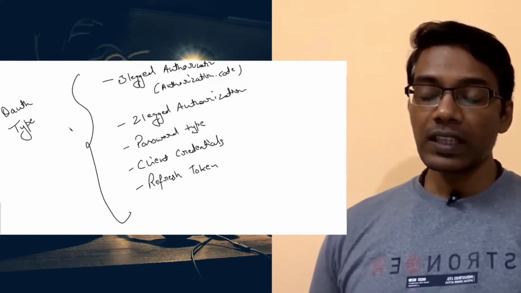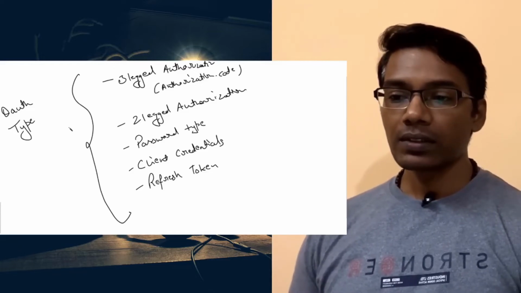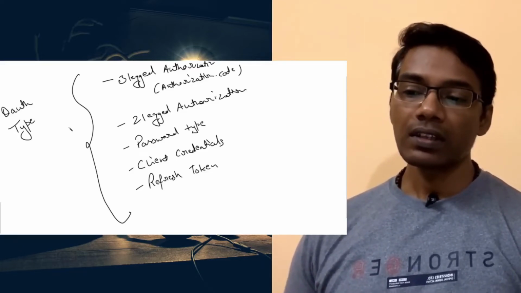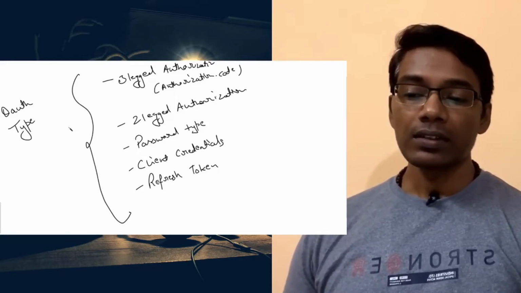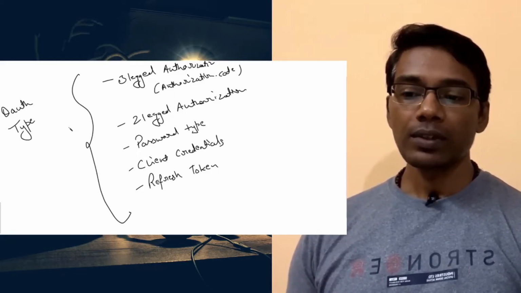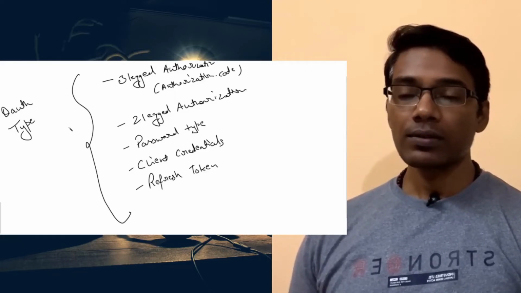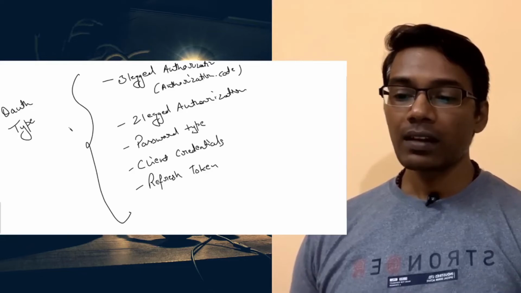Okay, so these are the most commonly used OAuth types, and if you consider the security reasons, then 3-legged authorization is the most secure one. After that, there is also the possibility of using 2-legged authorization, and there is another one, the password type, where you just use the password to get the authorization token.